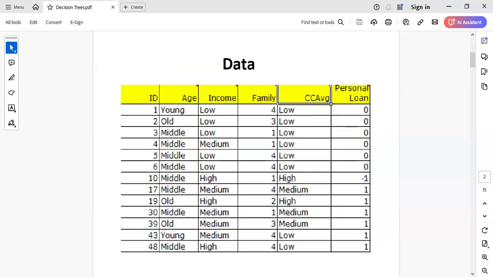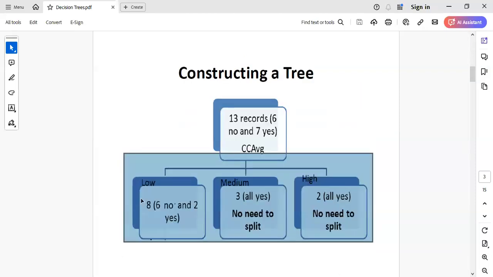Then let us go and look into each category. The number of records which come under the low category: 1, 2, 3, 4, 5, 6, and the last two, total 8. So there are 8 records of low category, out of which the first 6 records are of class 0, that is no, and the last 2 records are of class 1, that is yes. So in low we have 8 records, out of which 6 are no and 2 are yes.